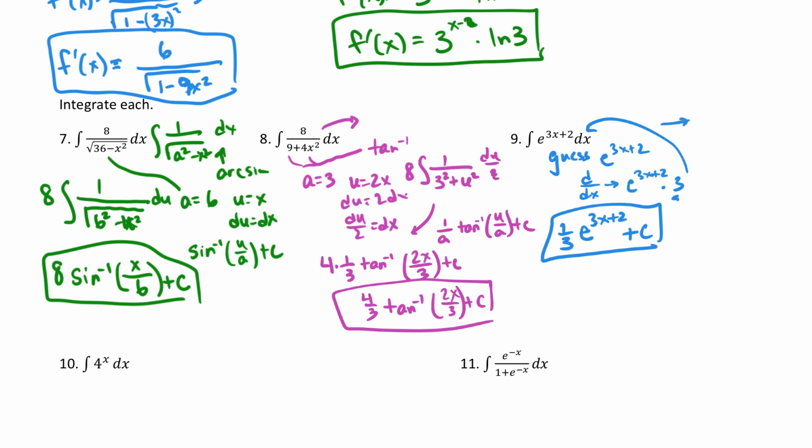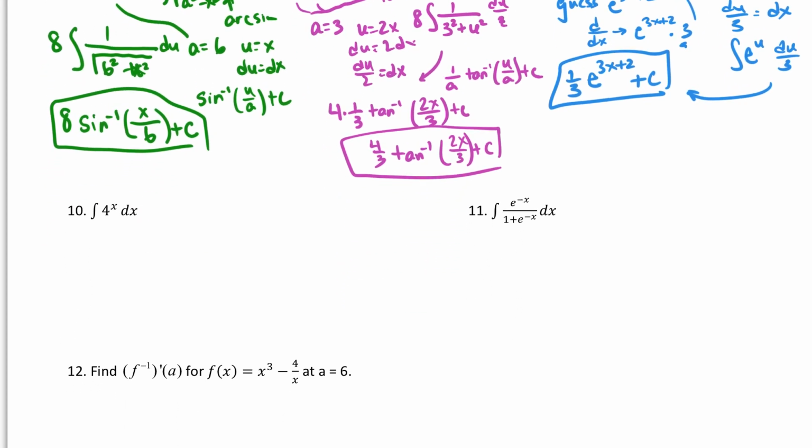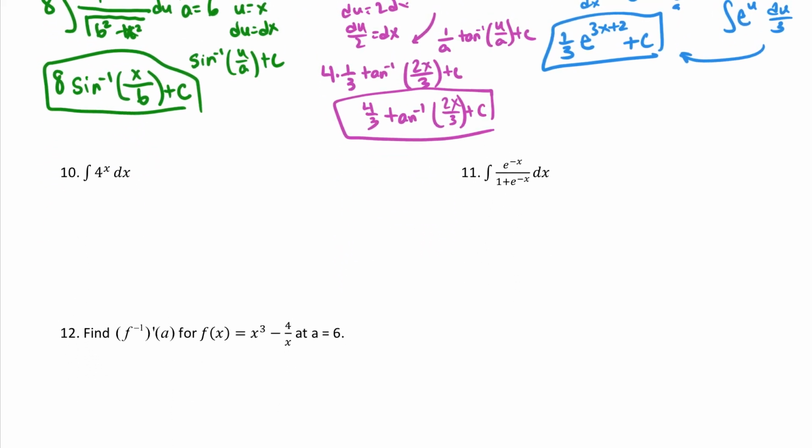If you didn't want to do guess and check, you can always let u equal the 3x plus 2 and do substitution on this. So du equals 3 dx. So du over 3 is your dx. And then this would just give you the integral of e to the u, du over 3, and then you end up with the same answer. All right, let's take a look at what we have next. We are on number 10. We've only got a couple more on this page, and then we'll move on to the next page.